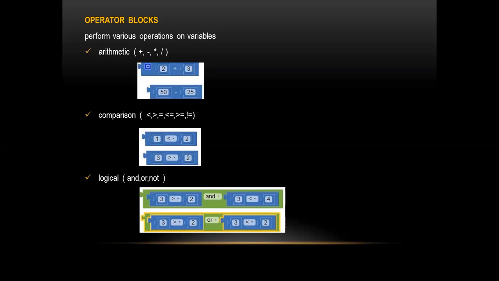Whereas in OR, only one comparison needs to be true. In this example, 3 is greater than 2, which is true. And on the right hand side, 3 is lesser than 2, which is actually false. Even if any one of the comparisons is true, it will proceed to the next statement. This is how AND and OR work. So are you clear with this? Arithmetic, comparison, and logical operators.